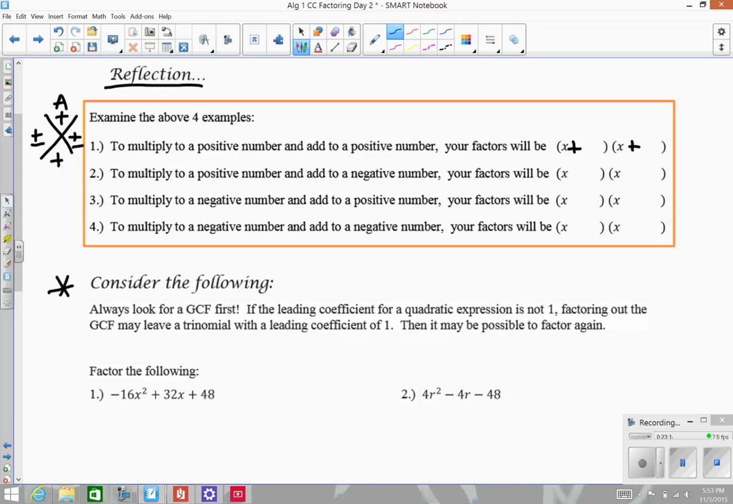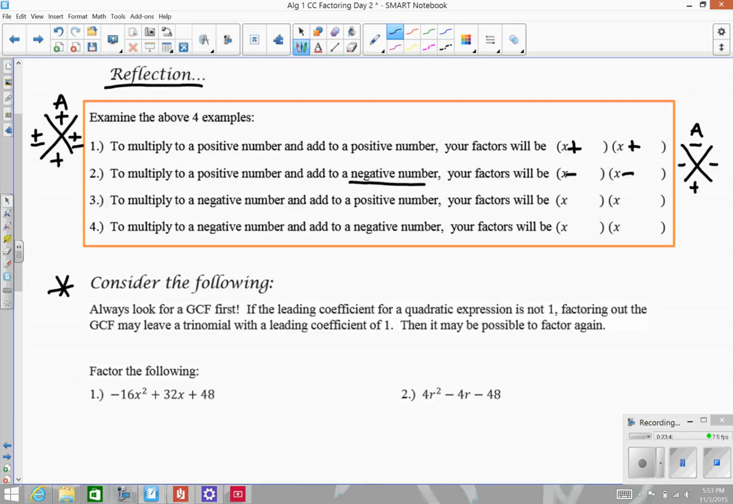If I want to multiply and end up with a positive number, but when I add my two numbers I want to get a negative in this second case, then I'm going to write this one over here. Let's see, I want to add to be a negative, and I want to multiply to be a positive. These two numbers will both need to be negatives. Two negatives multiplied gives me a positive, but when I add them, it gives me a negative. So negative here, negative here.